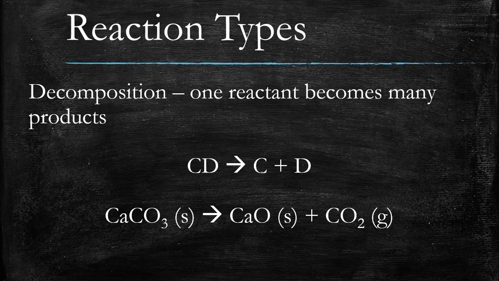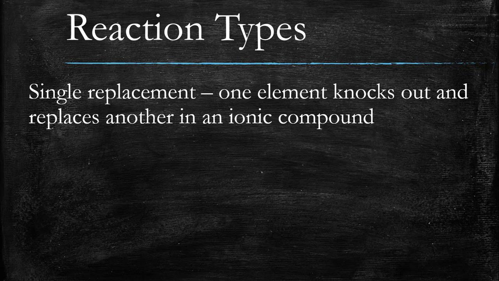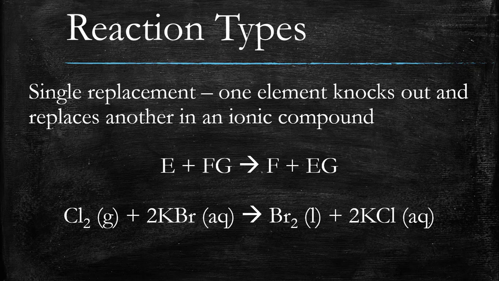One becomes many. In a single replacement reaction, one element knocks out and replaces another in an ionic compound. Classically, a metal replaces a metal, or a nonmetal replaces a nonmetal. Generically, E plus compound FG, everything rearranges and you now have element F and compound EG. So chlorine gas, when mixed with aqueous potassium bromide, will react and you will get liquid bromine and potassium chloride. The chlorine has bumped out the bromine.